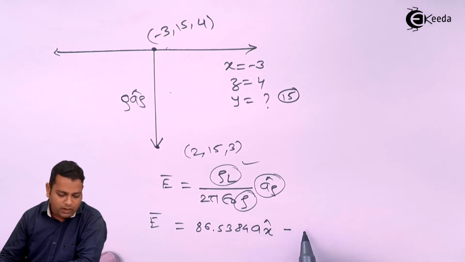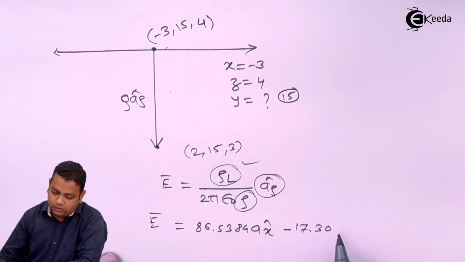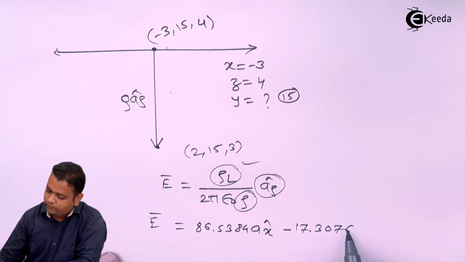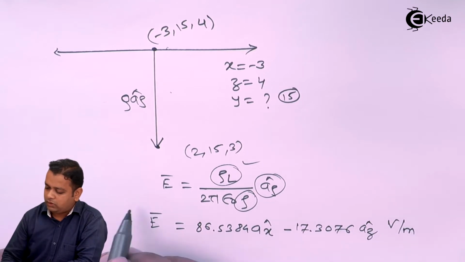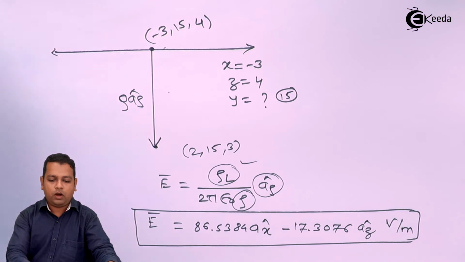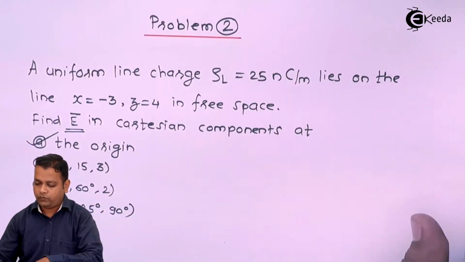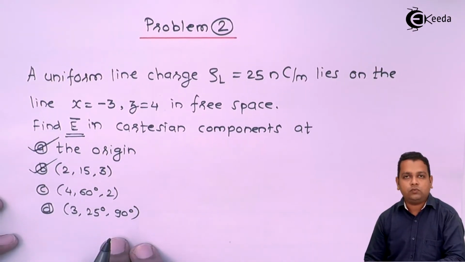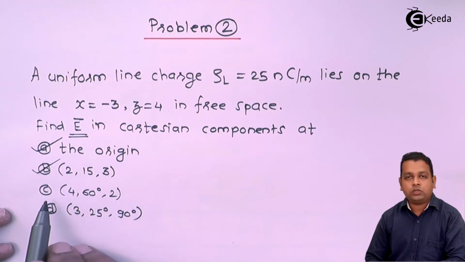86.5384 AX cap minus 17.3076 AZ cap volts per meter. So this is the answer for part B. So part B is here. This answer also we have got. Now let us focus on part C.